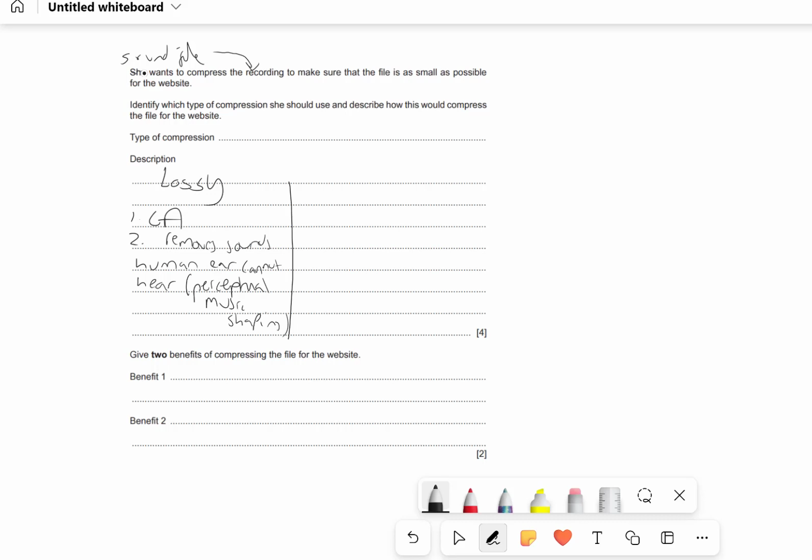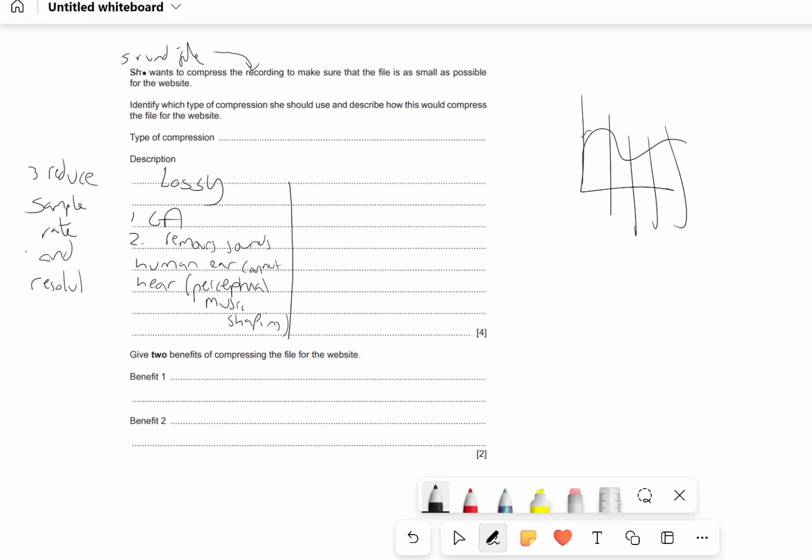What else can it do? We could also reduce the sample rate. As we know with sounds, you've got your samples, the amount of sample points. The more sample points you have, the higher the quality, the higher the file size. So we can reduce the amount of samples we're using and the amount of bits we use within our song as well. So reduce sample rate and resolution. The fewer bits we use within a sample, the lower the quality.